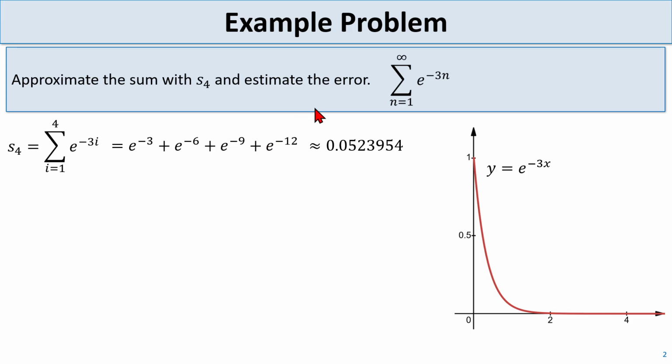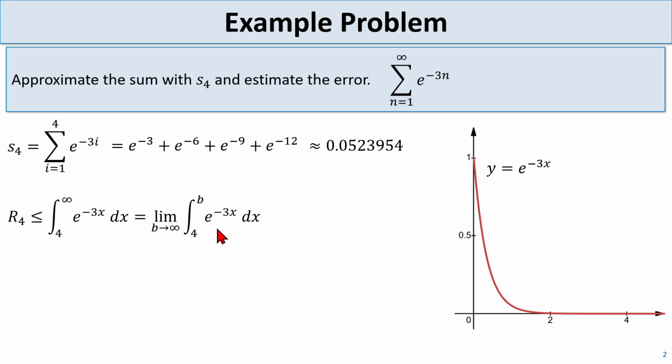Now we want to get an idea of how accurate this number actually is to the exact value of this sum. This is where we use the inequality, the improper integral from 4 to infinity of e to the negative 3x. So, since this is a type 1 improper integral, we're going to replace the infinity by b, evaluate this definite integral, then take the limit as b goes to infinity.